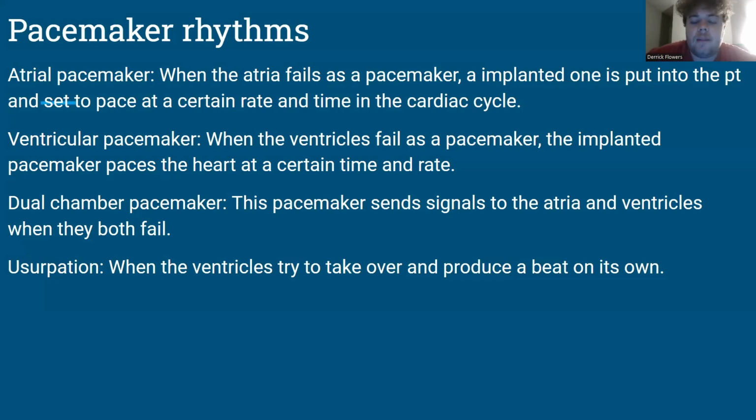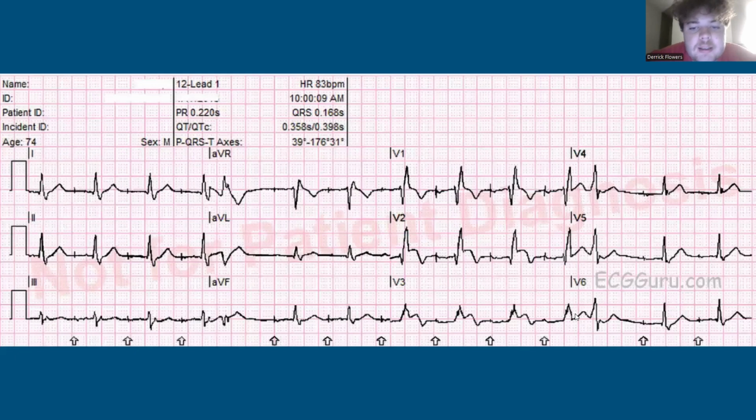Ventricular pacemaker is the same thing, but for the ventricles. Dual chamber is when both the atria and ventricles fail, so a pacemaker is put in to send signals to both. Erbsation is when the ventricles try and take over and produce a beat on their own. This is directly related to pacemakers because I'll show you why.